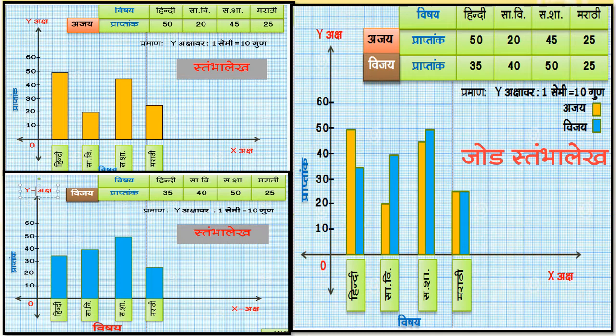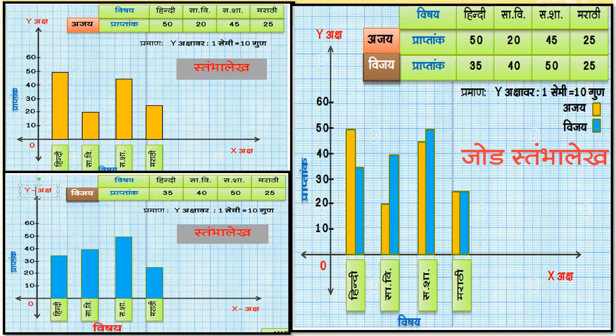at the same time. एकाच वेळेला आपण दोघांच्या गुणांची तुलना करू शकतो. बरोबर? तर हिंदीमध्ये अजयला आणि विजयला मिळालेले मार्क. So marks of Ajay have been shown with the help of this yellow bar, and those of Vijay are shown by the blue bar, blue color, right?